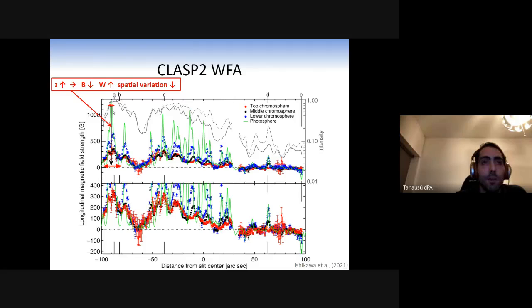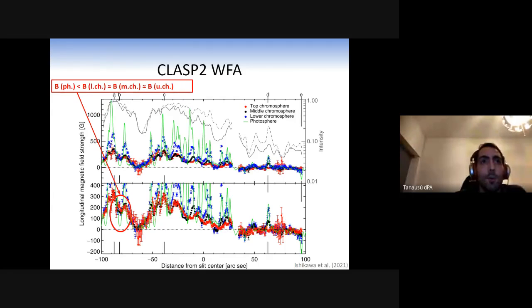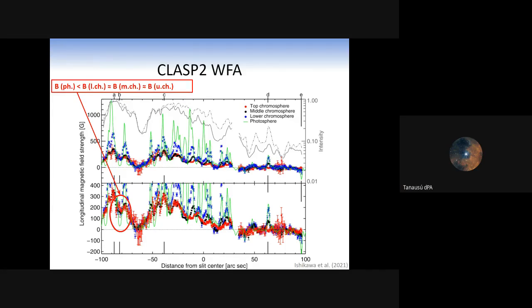Then in the photosphere, we find strong concentrations of magnetic field. And in these concentrations, we see that when we increase the height in the atmosphere, that is going from green to blue to black to red, the magnetic field monotonically decreases, the width of these structures increases, and the overall spatial variation also decreases.